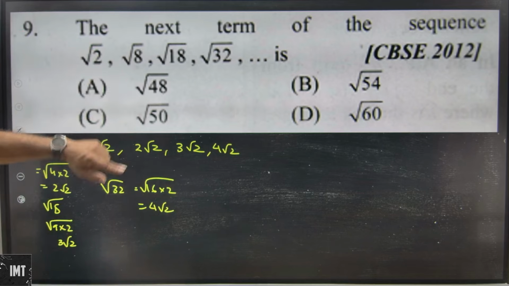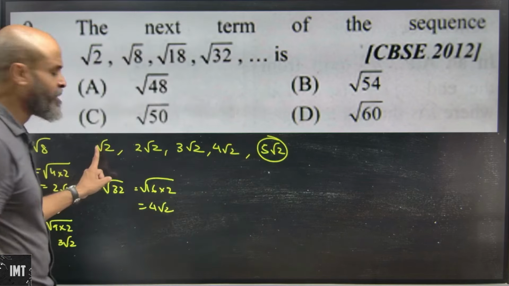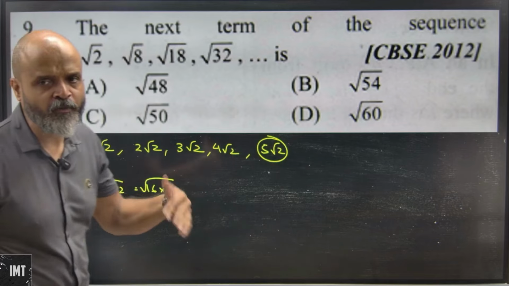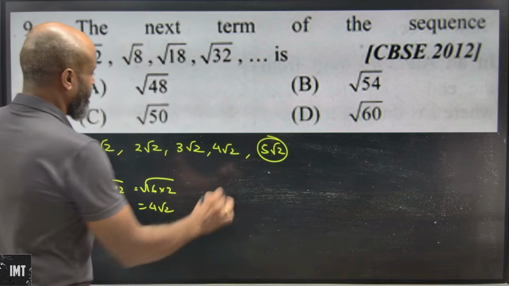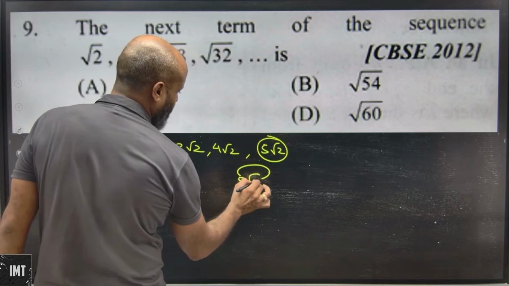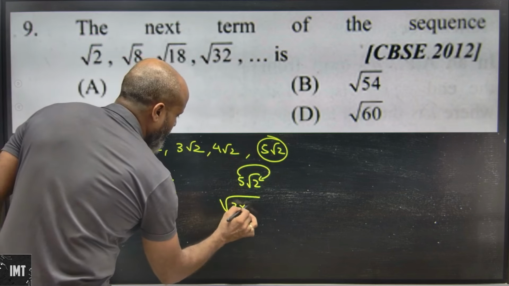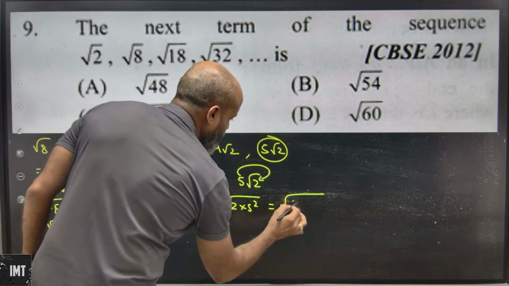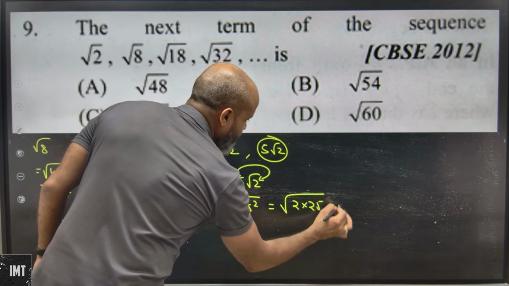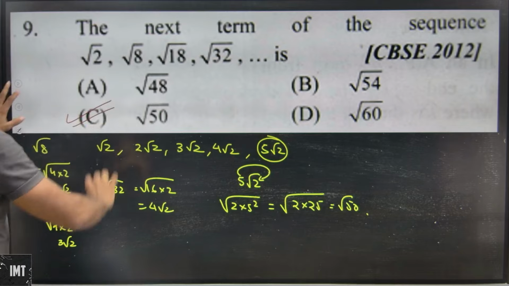So the next term of the sequence will obviously be 5 root 2. It's very obvious: 1 root 2, 2 root 2, 3 root 2, so it is 5 root 2. Now if I take this 5 inside the root, it will become 5 square, so this will be 2 into 5 square. How much is that? 2 into 25, that's root 50. So the correct answer here will be root 50.